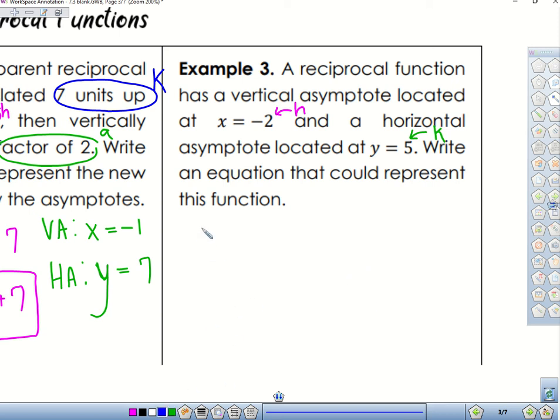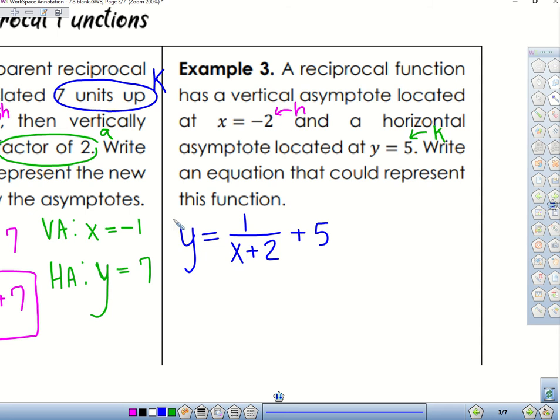So if the a is not mentioned, it's 1. If the k or h is not mentioned, it's 0 because they're added. The a is basically the coefficient, so that's going to be 1. So that's y equals your a value, which is implied 1, all over x minus a negative, so it becomes a plus, and then plus 5.